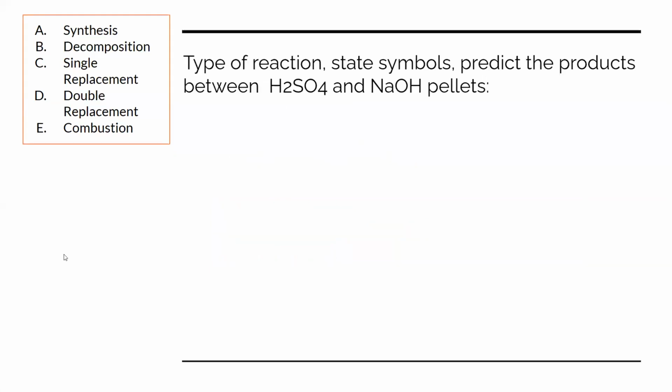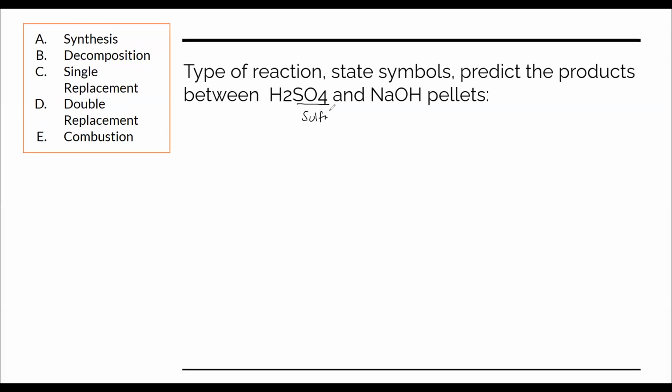All right, type of reaction, state symbols, and predict the products between H2SO4 and sodium hydroxide. Look at that. That is sulfate, and he's crisscrossed with hydrogen. If you see an H plus in front, it's an acid. Okay, which acid? Sulfate becomes sulfuric acid. And this is sodium hydroxide.